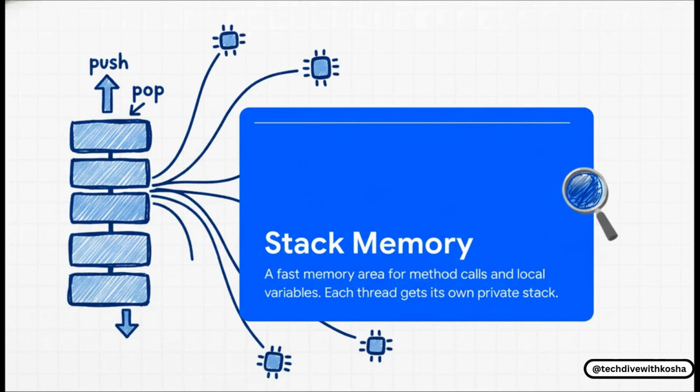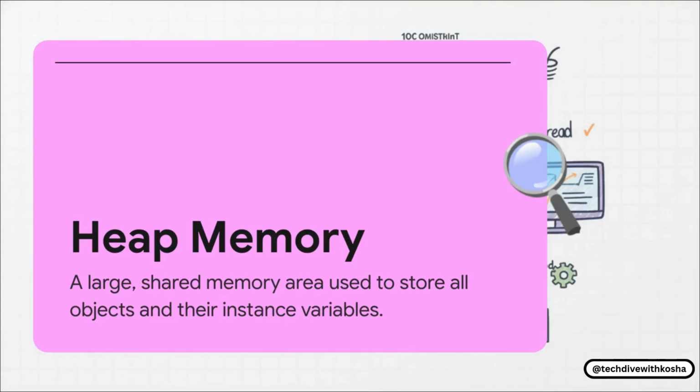First up is the stack. I want you to think of the stack like a super neat, organized workspace for each individual task, or as we call it in programming, a thread. Every time you call a method, a new frame gets pushed onto the stack. This frame holds all of its local variables, and as soon as the method is done, that frame is popped right off. It's a last-in, first-out system, which makes it incredibly fast and efficient, just perfect for the quick execution of methods.